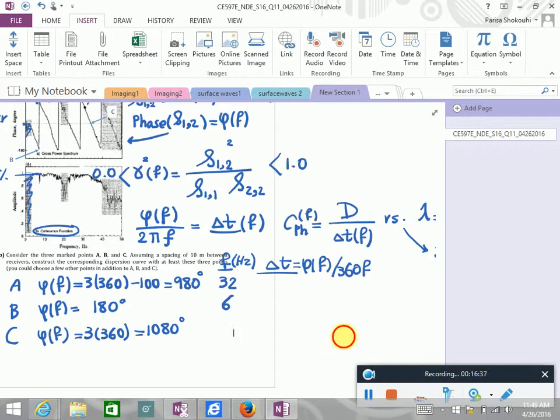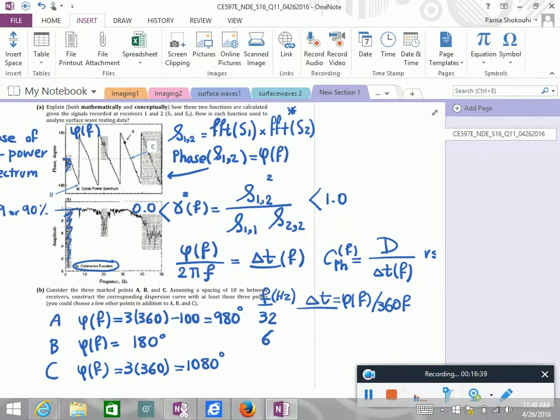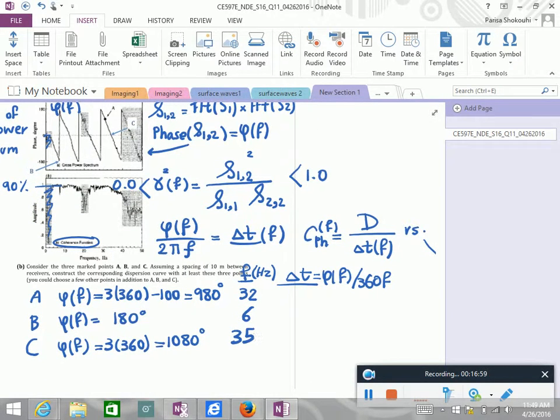So if we go here, look at point A, you just read what is the frequency. And then B and C. Is everything okay? And at C, that was 35. Oh, okay, I mixed it up. And now you have the formulation going from phase. So calculate, please, the delta t's.